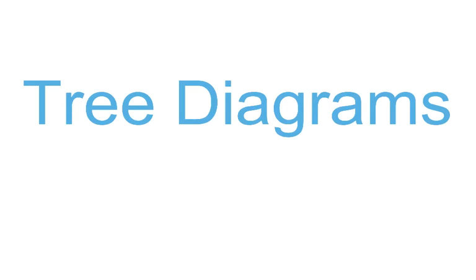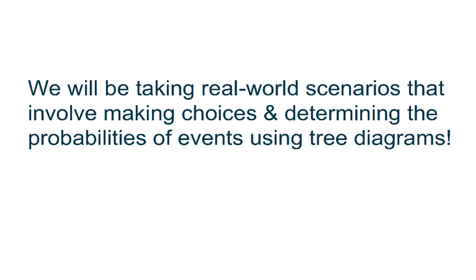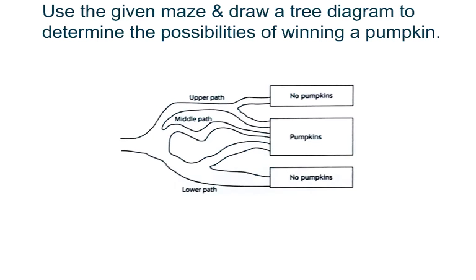I'd like to talk to you today about tree diagrams. We'll be taking real-world scenarios that involve making choices and determining the probabilities of events using tree diagrams. So we're going to take a maze and draw a tree diagram to determine the possibilities of winning a pumpkin.